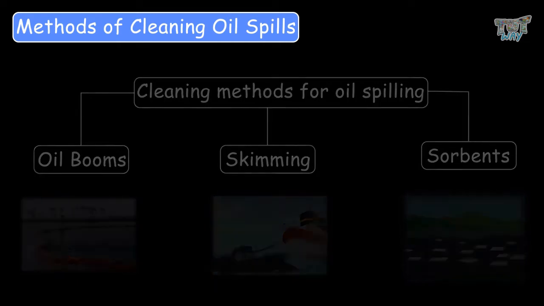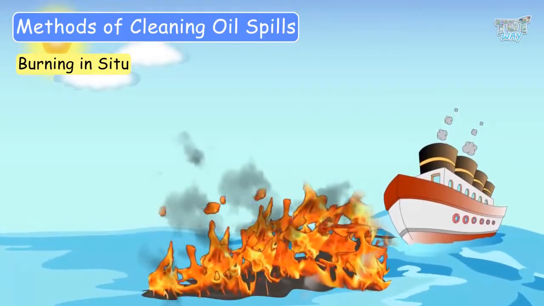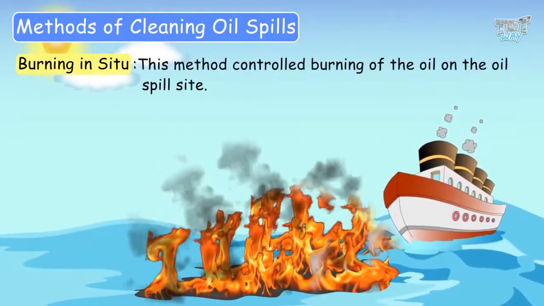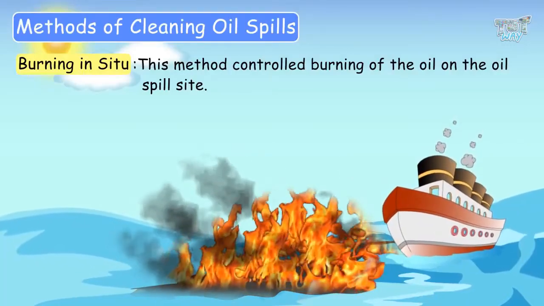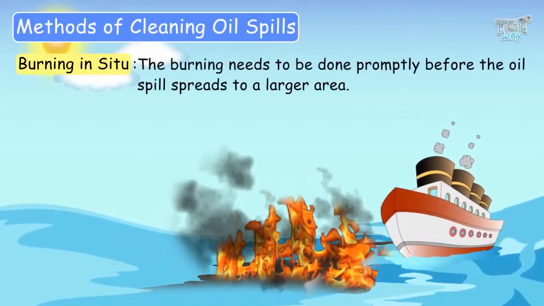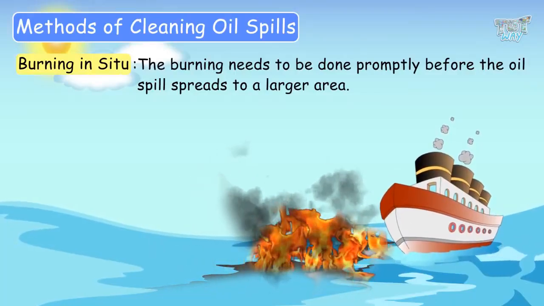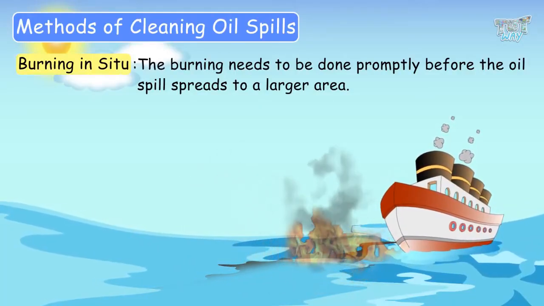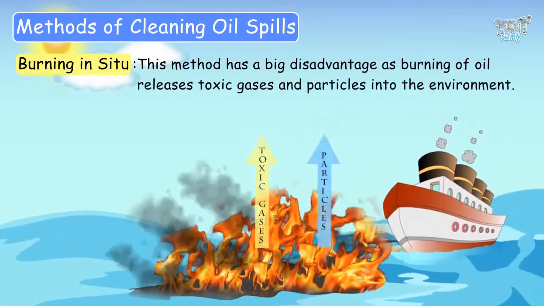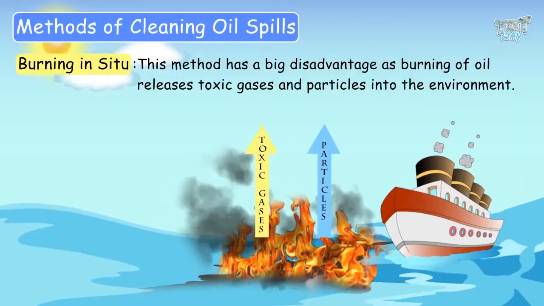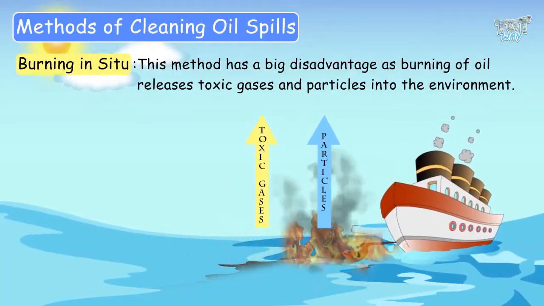Now, another method that is used for cleaning up oil spills is burning in situ. This method involves controlled burning of the oil on the oil spill site. The burning needs to be done promptly before the oil spreads to a larger area. This method has a big disadvantage as burning of oil releases toxic gases and particles into the environment. Another method for cleaning oil spills is using dispersants.